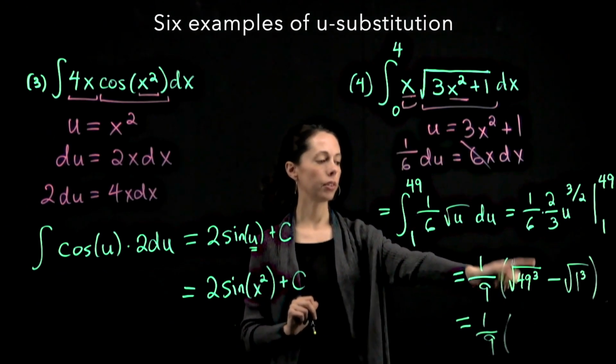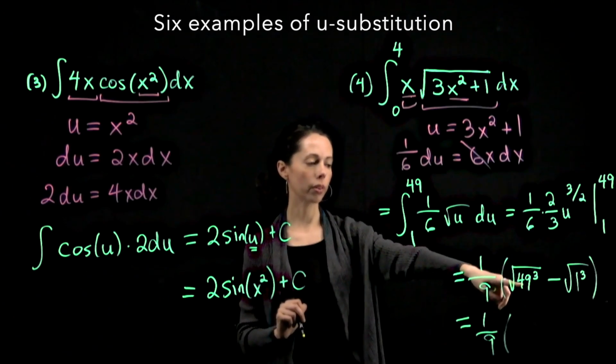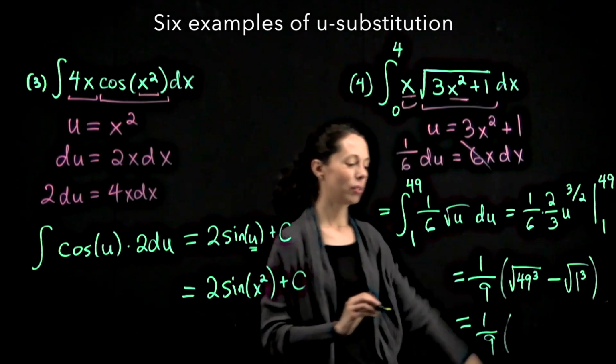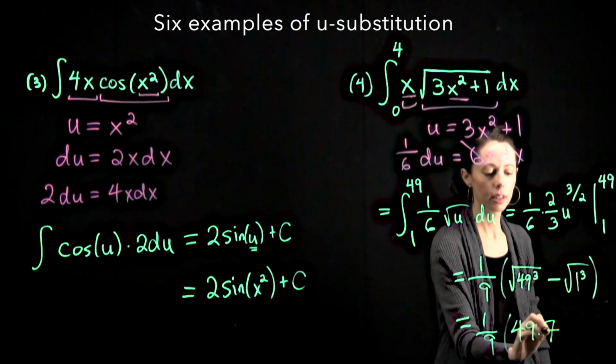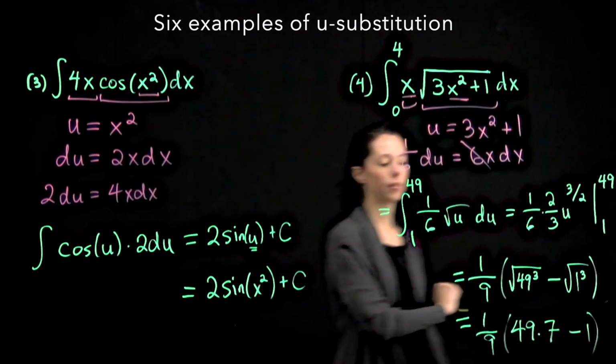49 cubed, if you took the square root, that's going to be 49 times the square root of 49, which is 49 times 7, which is a little beyond my mental math at this moment, so I'm just going to write 49 times 7, and then minus 1, and we'll leave it there.